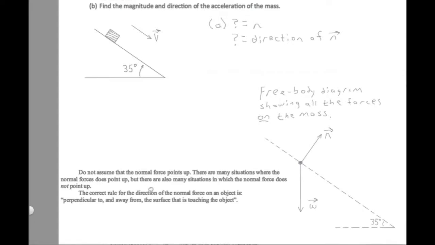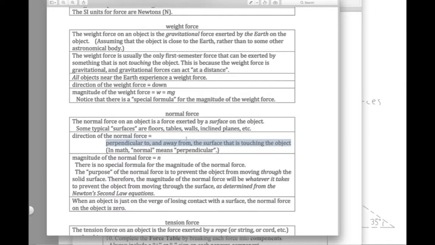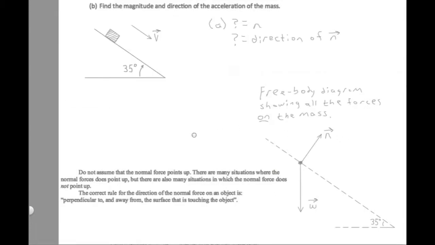The rule is that the direction of the normal force is perpendicular to and away from the surface that is touching the object. Remember that in mathematics, normal means perpendicular, and that helps us to remember the correct rule for applying the normal force. Remember that it's important to include this type of reference line in your free body diagram, even though it doesn't represent a force, just so you can show the correct direction of the forces that we are drawing.